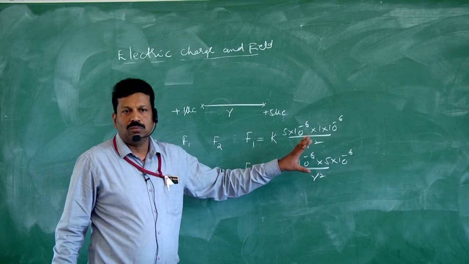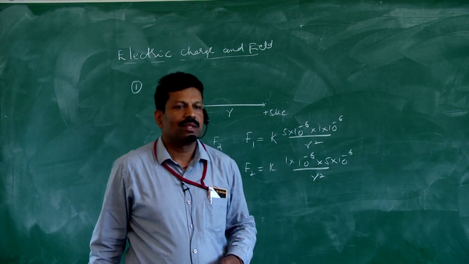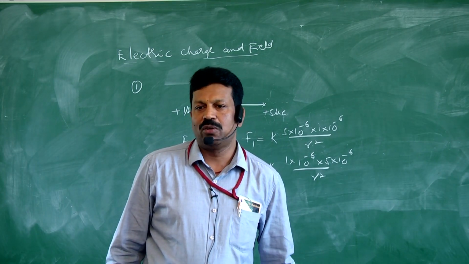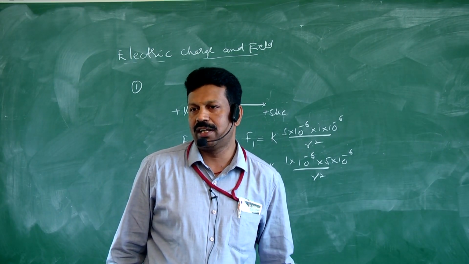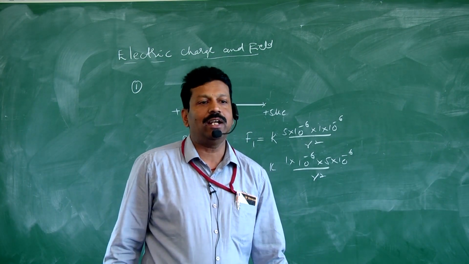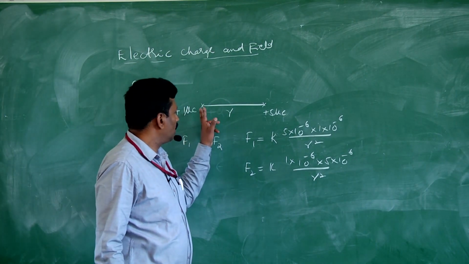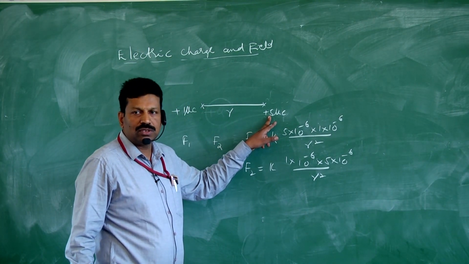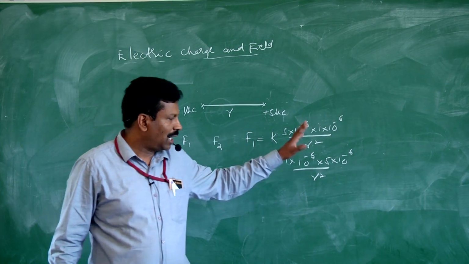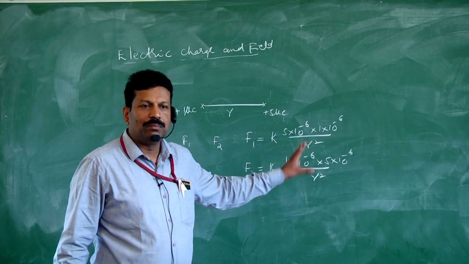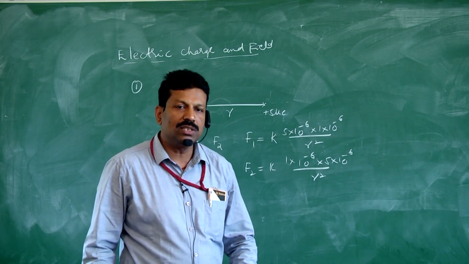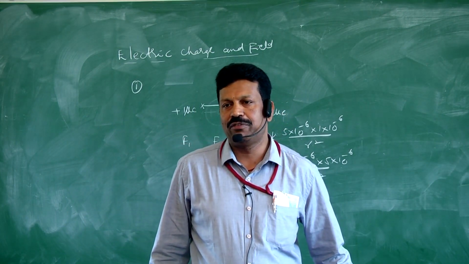So more than this, you would have studied that Coulomb's law follows Newton's third law. For every action there is an equal and opposite reaction. If this charge pulls this charge with some force, this charge also pulls this charge with the same force. I am just proving it on the board, but otherwise we can also go by that. Coulomb's law follows Newton's third law. So therefore, F1 is equal to F2.